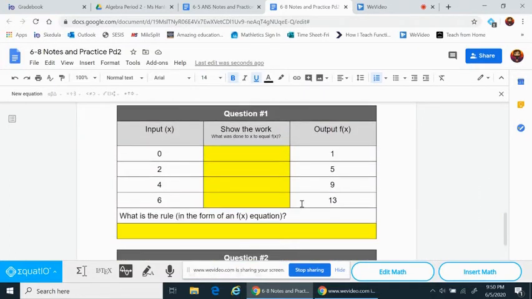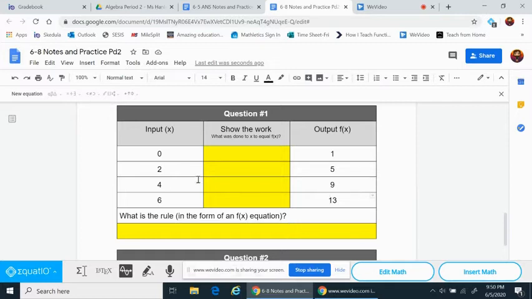Now let's get into number 1. So we're going to start off soft. I have 0 to 1, 2 to 5, 4 to 9, and 6 to 13. Now I'm telling you guys right away that this is 2 operations. We can easily prove it too.